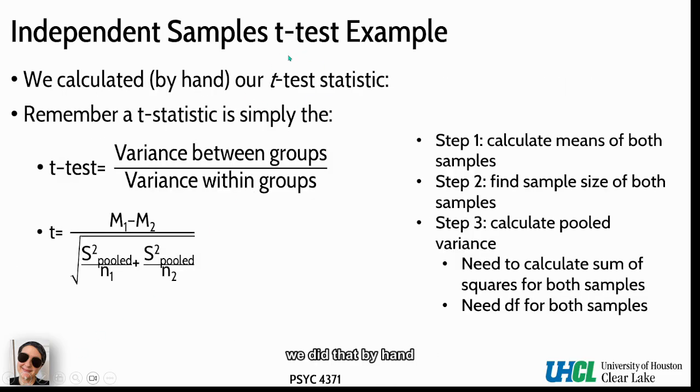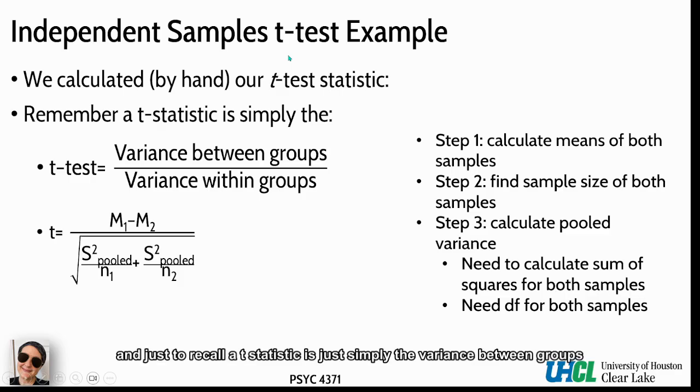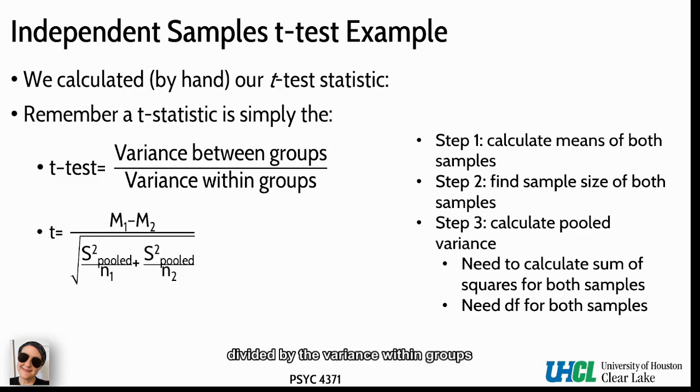We did that by hand. And just to recall, a t-statistic is simply the variance between groups divided by the variance within groups. Your numerator has the difference between the means of the groups, and that's divided by the pooled variance divided by n, added to the pooled variance divided by n, and then taking the square root of that value, and dividing your mean difference by that square root.